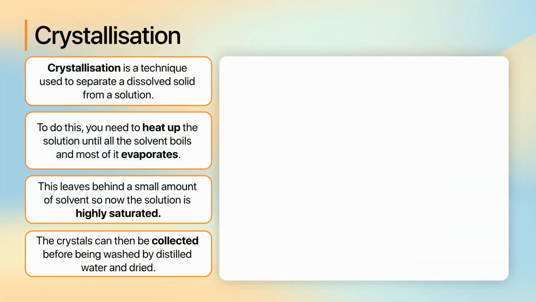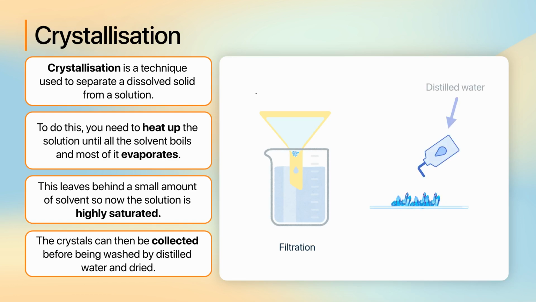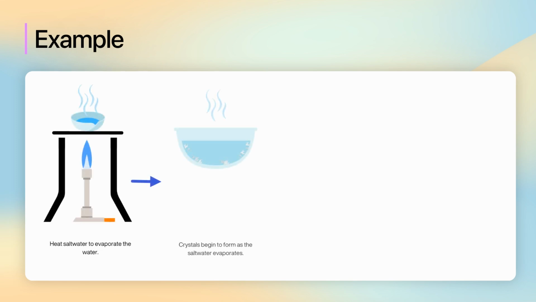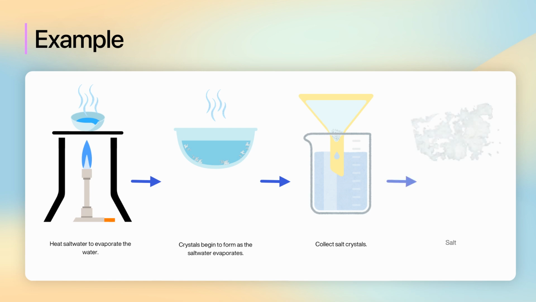The crystals can then be collected, typically by filtration, then are washed by distilled water and dried between sheets of filter paper. For example, to obtain salt from salt water, you could heat the salt water to evaporate the water. As the water evaporates, salt crystals will begin to form and can then be collected, leaving salt.